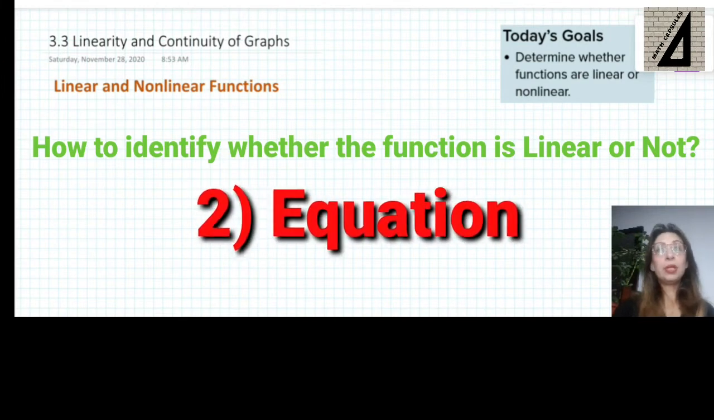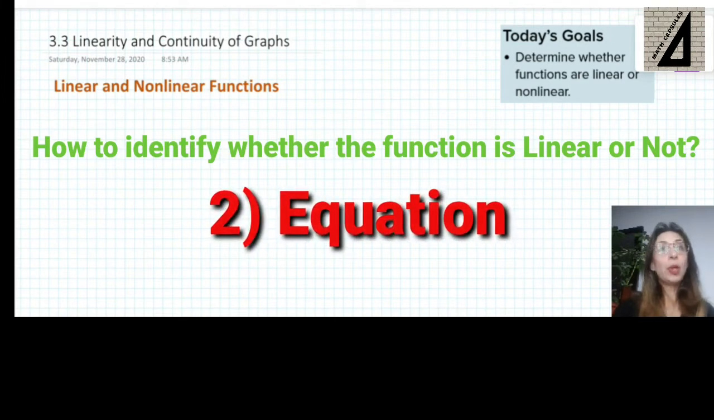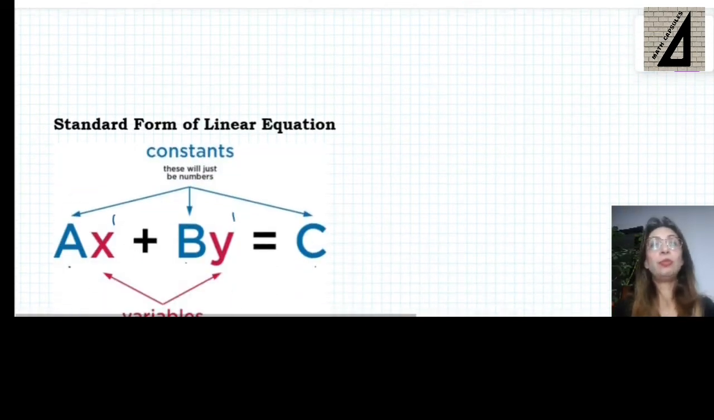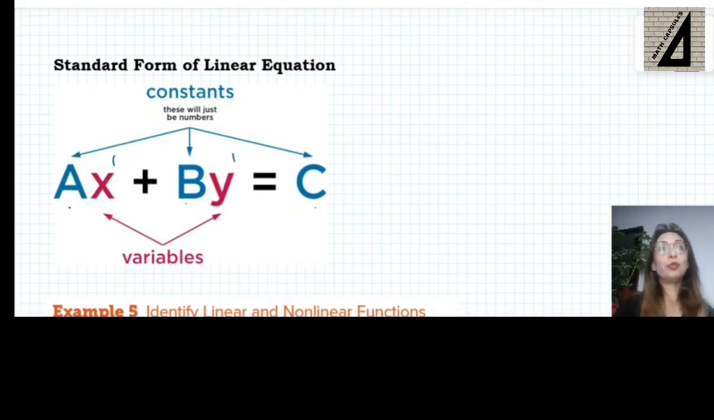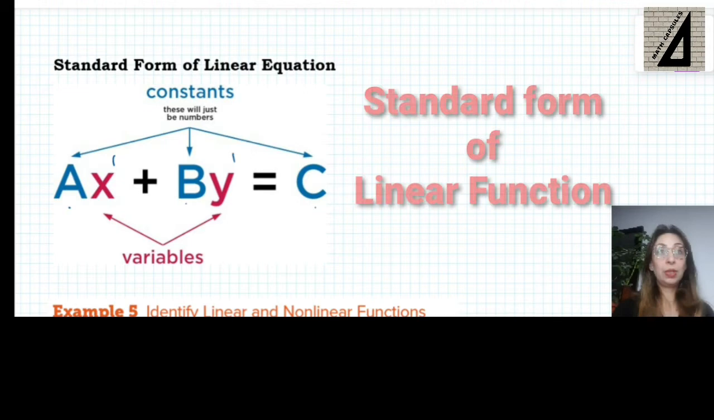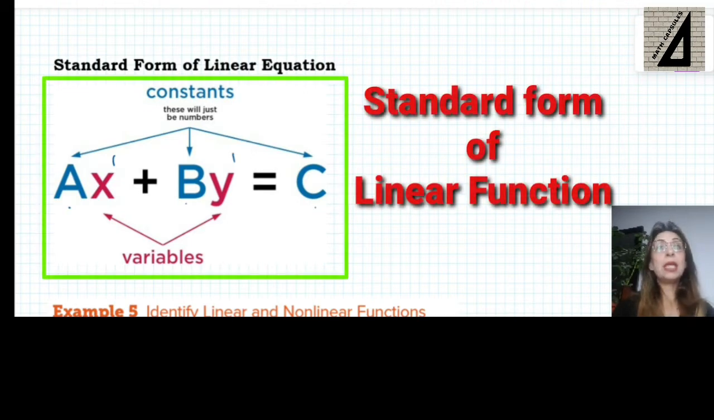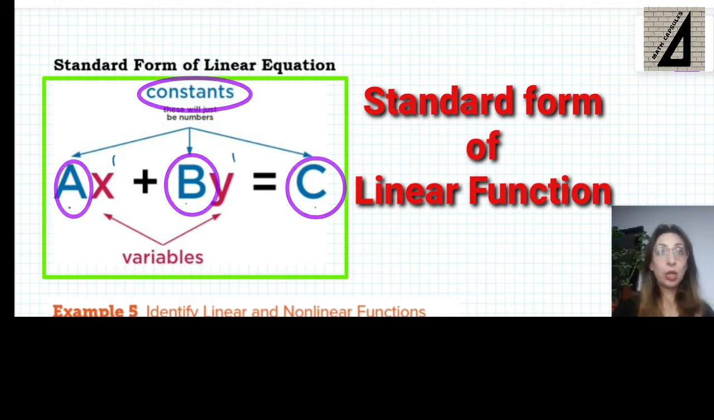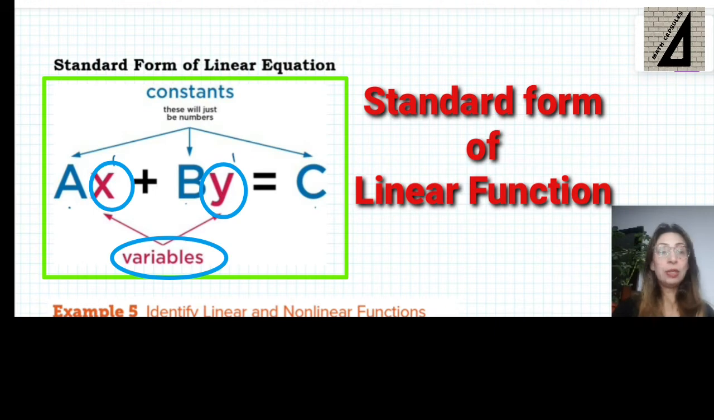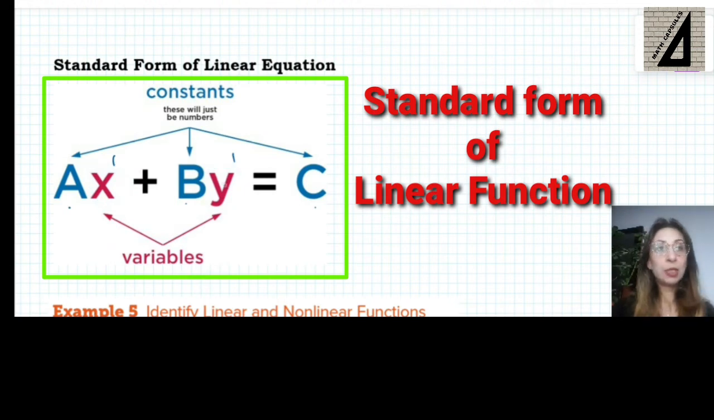Number two, if you are given an equation, how can you identify if this is linear or not? Equations of linear functions can be written in standard form. The standard form is ax plus by equals c, where a, b, and c are just constants and x and y are the only variables. If you notice here, the exponent of x and the exponent of y are both 1. So we have no power on the x and no power on the y. This means that the exponent is just 1.